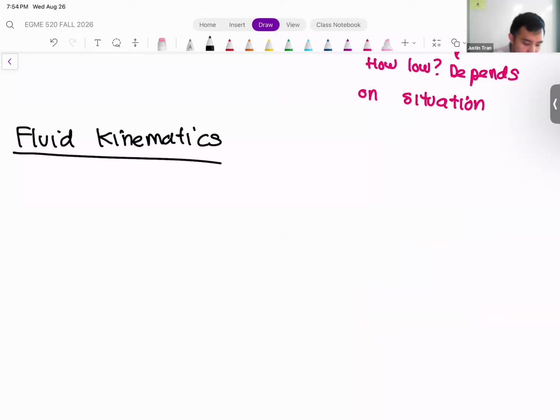So this is the start of the next lecture notes, which normally we don't start until next week, but with all the holidays that we have this semester, we just got to keep trucking, we got to keep moving. So what is fluid kinematics? Fluid kinematics refers to the description of fluid motion.